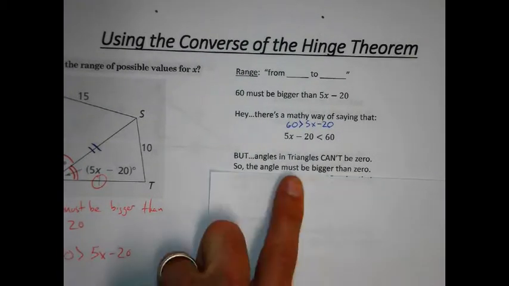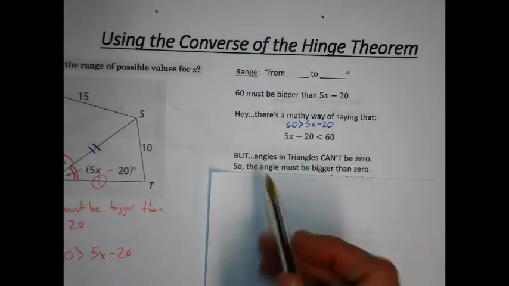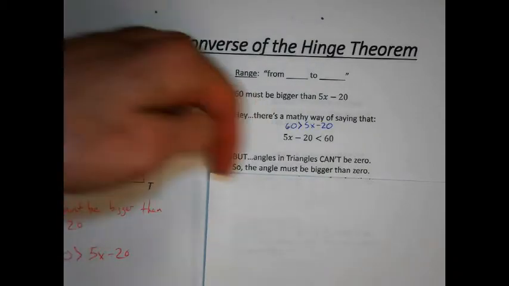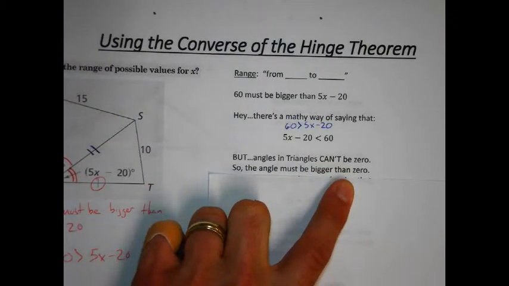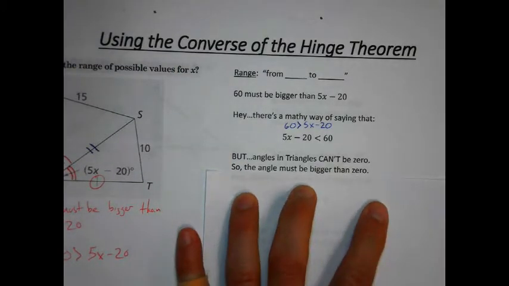Angles in triangles can't be 0, right? You have to understand that if you have an angle in a triangle that's 0, you don't have a triangle. That means angles in every triangle have to be bigger than 0. We have to understand that. This is a huge piece of logic here. So the angle in the triangle must be bigger than 0.